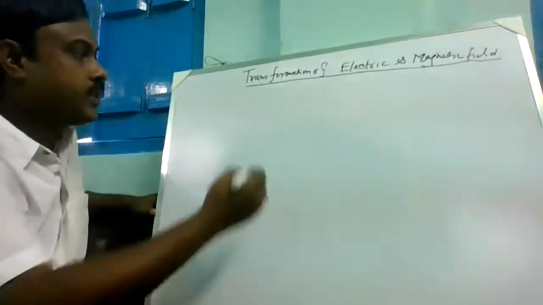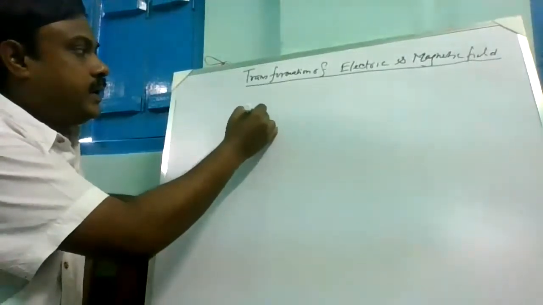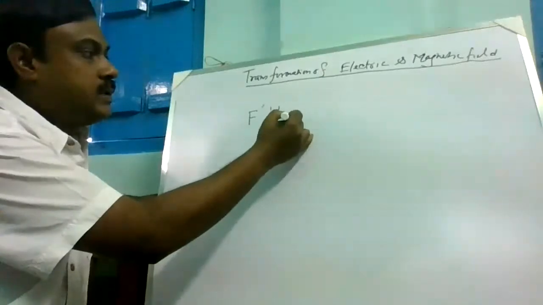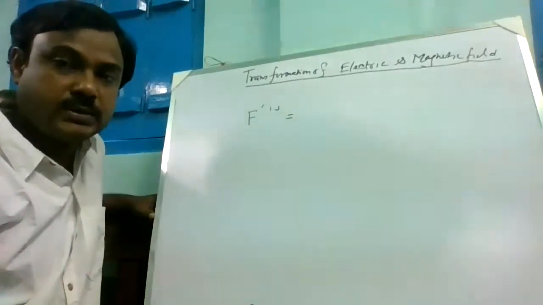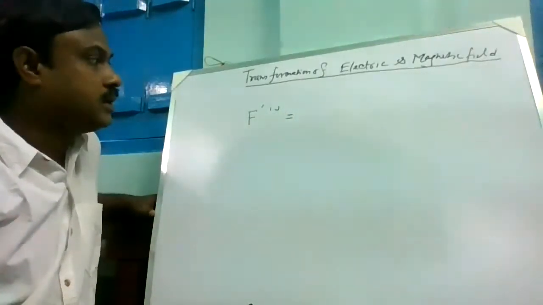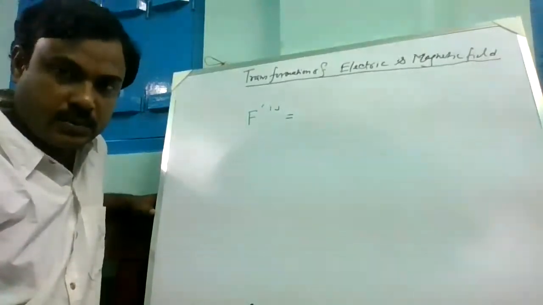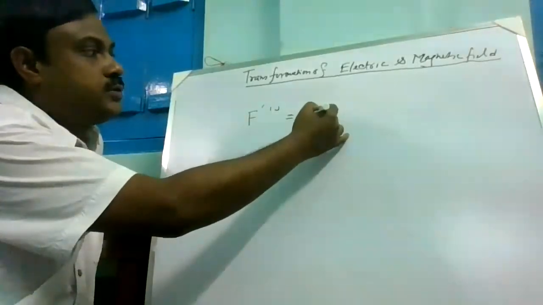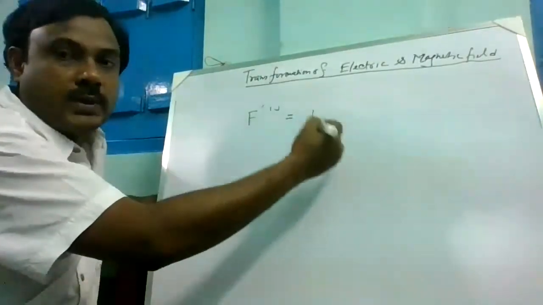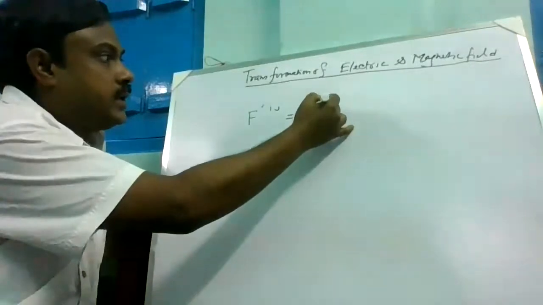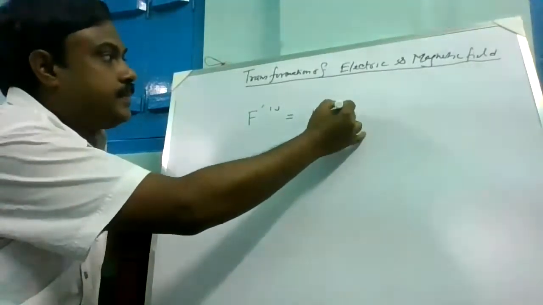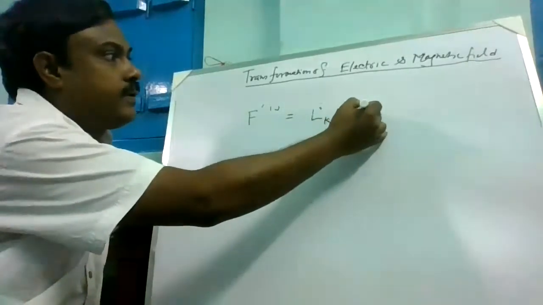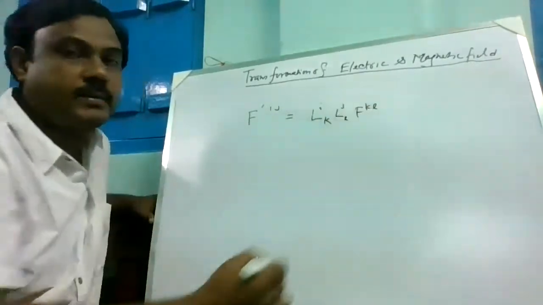Suppose F dash ij, this is the transformation matrix tensor in prime coordinates. This will be equal to, since we are doing Lorentz transformation, L ik L jl F kl, right?